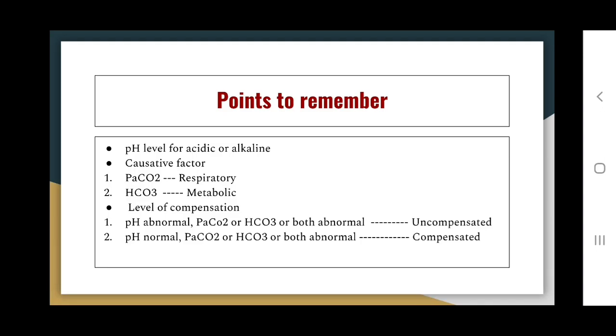Slight points to remember at last. First we have to do is assessing the pH level, whether it is acidic or alkaline. Second is to identify the causative factor. If PCO2 is having variation, then it is respiratory. If HCO3 is having variation, then it is metabolic. Third is to identify the level of compensation. If pH is abnormal and PCO2 or HCO3 or both are abnormal, it is uncompensated. And if pH is normal and PCO2 or HCO3 or both are abnormal, it is compensated.